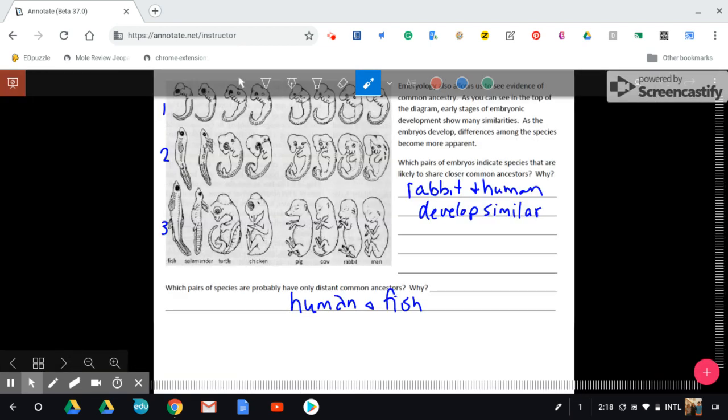All right, so the way you read embryological structures is this is week 1, week 2, week 3. And these are the different organisms. You can see that the rabbit and the human, and basically all of these right here, are going to be more similar. The human and the fish are going to be the ones that are more different.